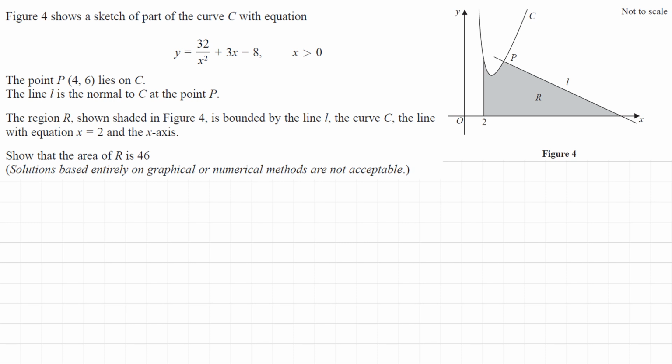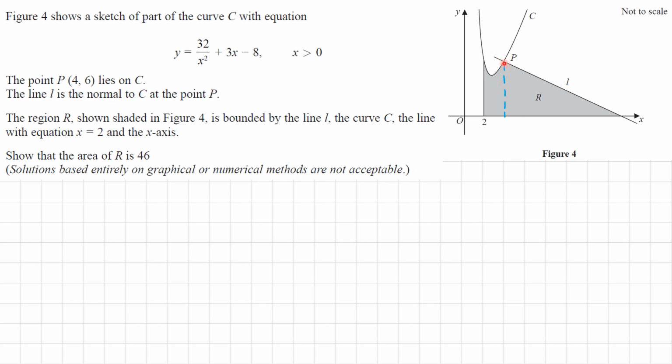So the first thing I'm going to do is to divide this area up into two parts. I'm going to draw a dotted line here. And what that does, that divides this area up into this area which is underneath this curve C, and this area here which is looking pretty much like a triangle.